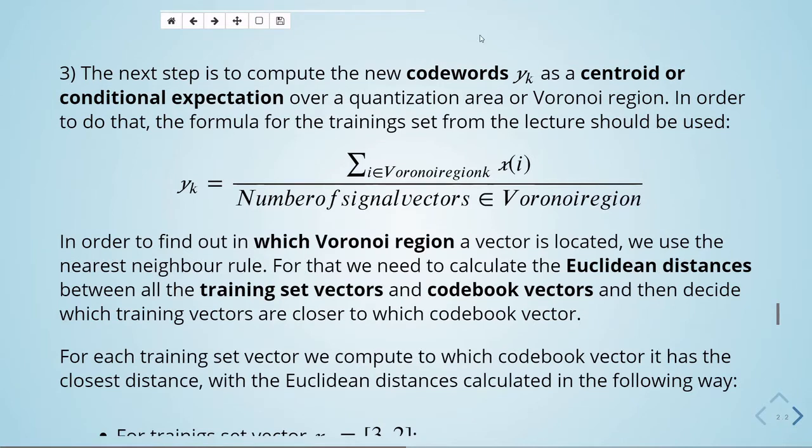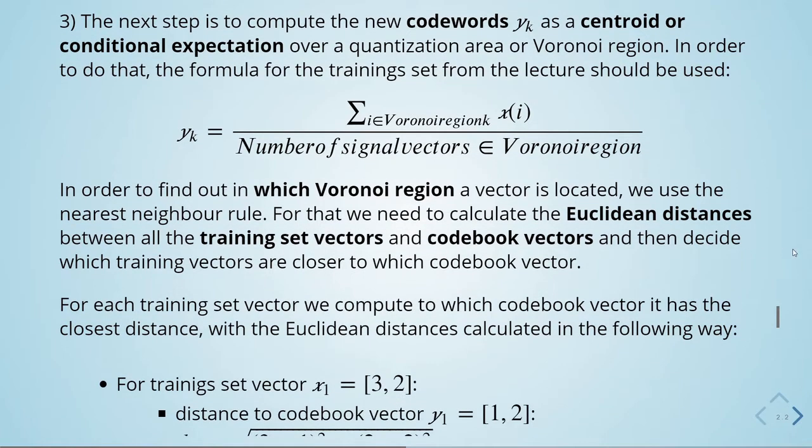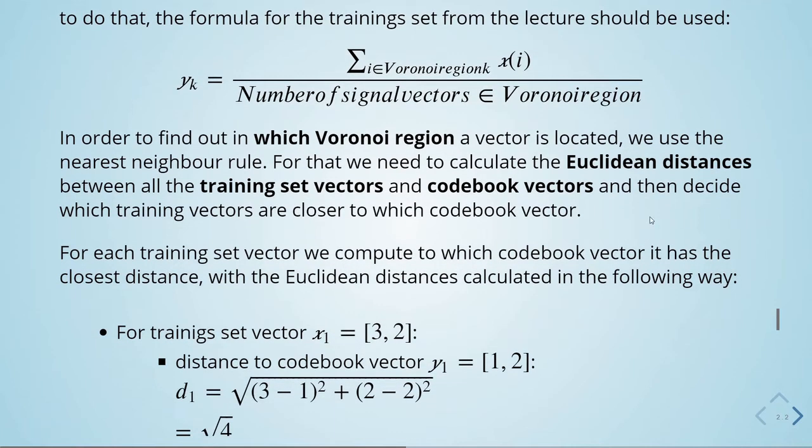In step 3, we have to compute the new code words y of k as a centroid or conditional expectation over a quantization area. That is our Voronoi region. In order to do that, we use this formula right here. To find out in which Voronoi region a vector is located, we use the nearest neighbor rule, and for that we need to calculate the Euclidean distances between all the training set vectors and codebook vectors, and then we decide which training vectors are closer to which codebook vectors.